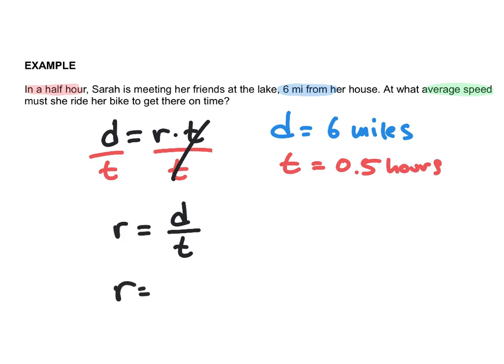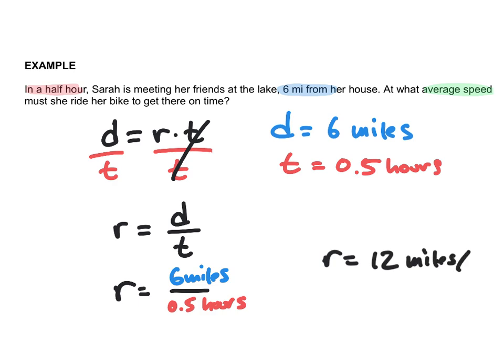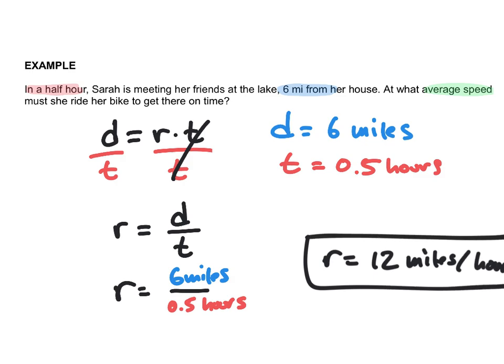So I'm going to take those values and plug them in. Rate is equal to distance, which is 6 miles, divided by 0.5 hours. And look at what you're given. You're given something in miles per hour, which is speed. Now I can evaluate that: 6 divided by 0.5 is going to be 12 miles per hour. And that's the speed that we would need to travel.